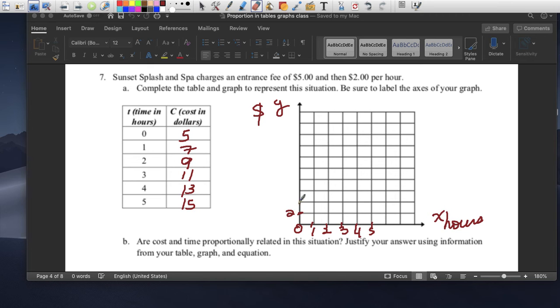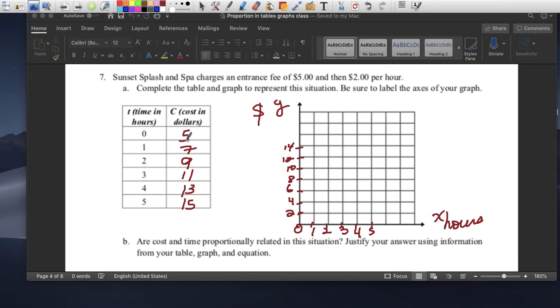I call this 2, this 4, it's going to be 6, and you'll see why. 8, 10, 12, and 14. So I put all the even numbers. And you're going to say, well, we need the odd numbers. Well, let's see what happens here.